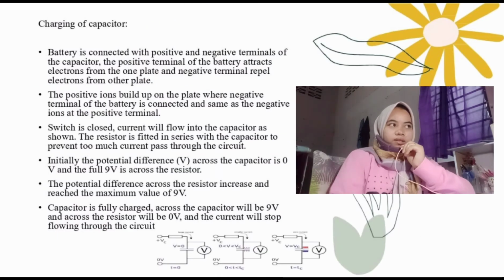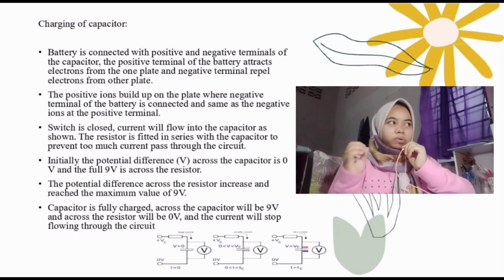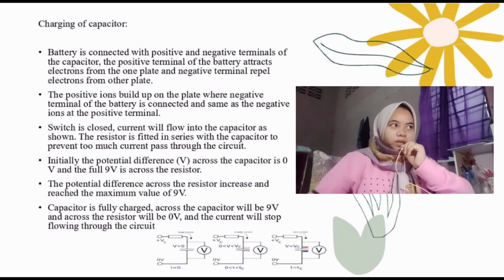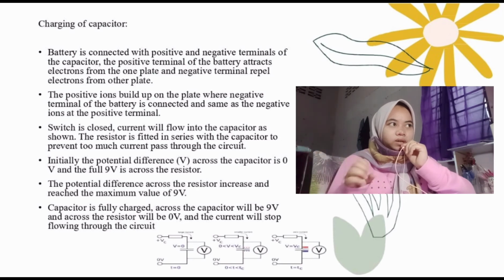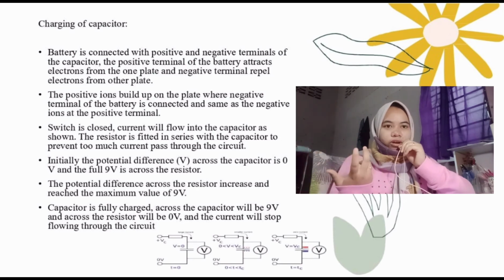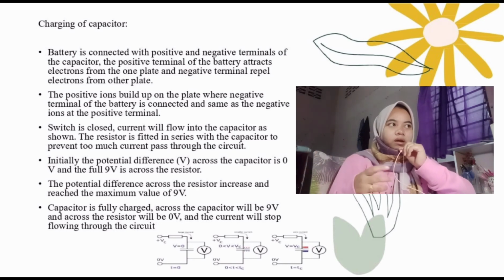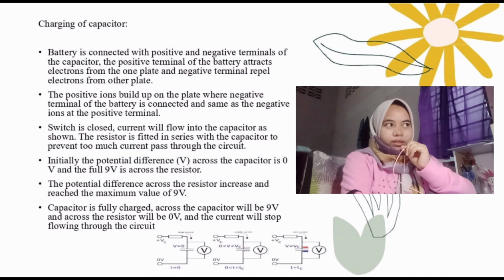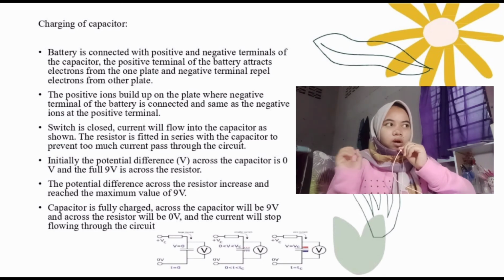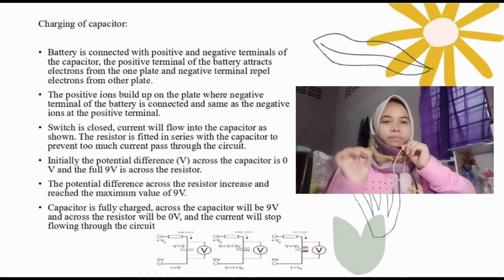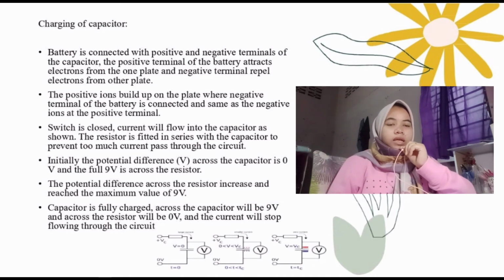Charging of capacitor. When the battery is connected with the positive and negative terminals of the capacitor, the positive terminal of the battery will attract electrons from one plate and the negative terminal will repel electrons to the other plate. Positive ions pile up on the plate connected to the positive terminal, and the same with negative ions at the negative terminal.